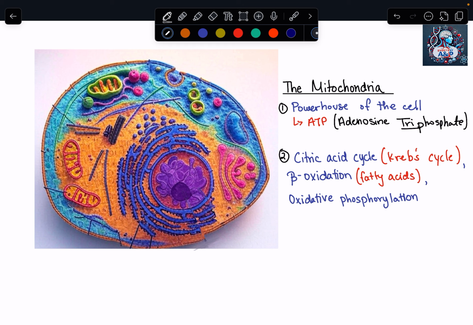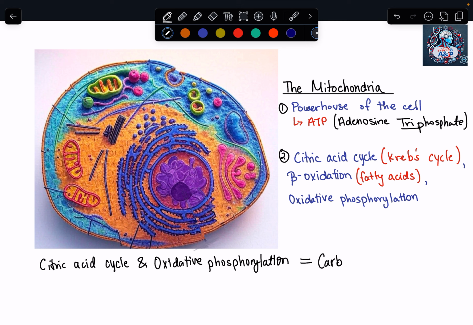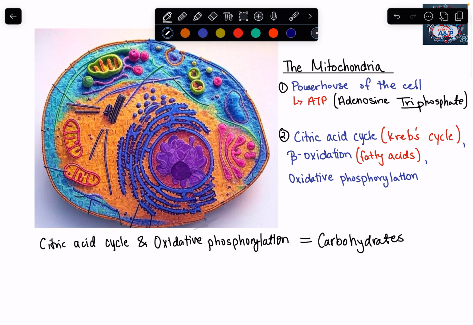So let's put it down here. Citric acid cycle and oxidative phosphorylation equals carbohydrates. And beta oxidation is with, as it's stated here, fatty acids. So we can assume fats, fatty acids.